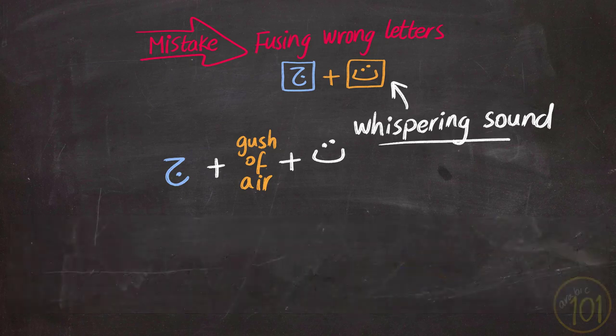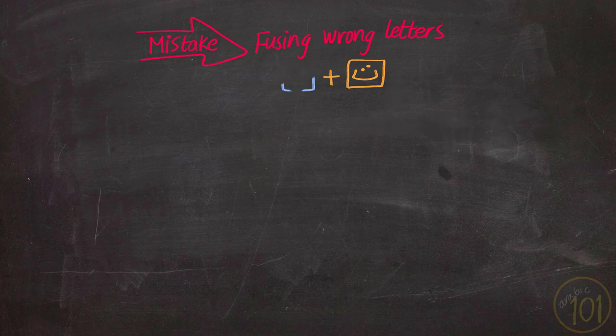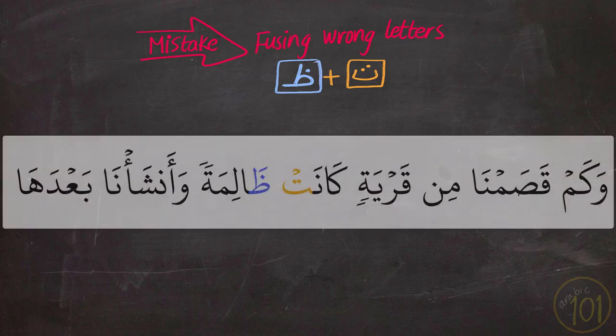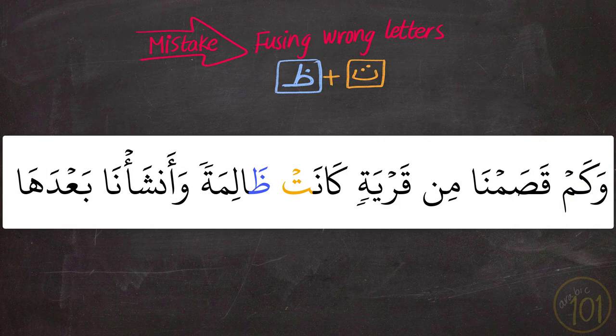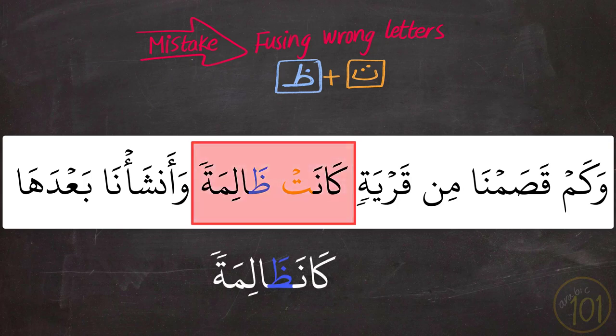Let's have a look at one more example. This time will be the ta with sukoon, but this time it will be followed by dha. وَكَمْ قَصَمْنَا مِنْ قَرْيَةٍ كَانَتْ ظَالِمَةً وَأَنشَأْنَا بَعْدَهَا. Again, the mistake here would sound like this. وَكَمْ قَصَمْنَا مِنْ قَرْيَةٍ كَانَتْ ظَالِمَةً. That is not correct.